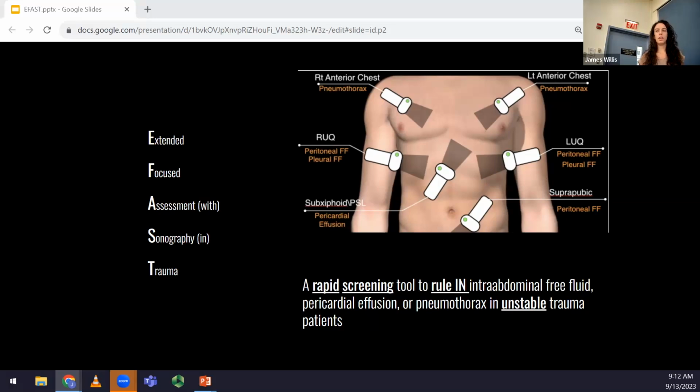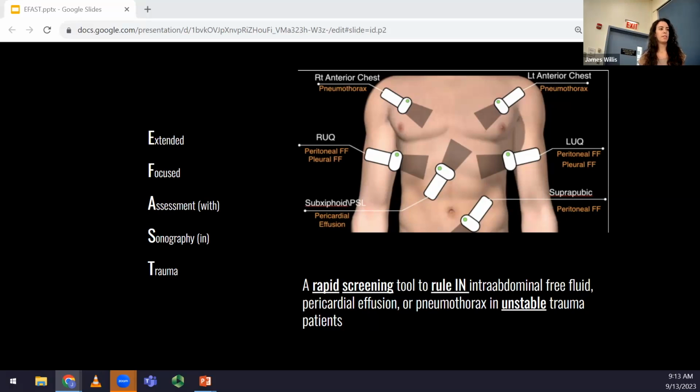You're not using an EFAST exam to rule out severe intra-abdominal injury, meaning that if your EFAST exam is negative, that is not the end of your story there. There is more workup that needs to be done at that time. But the data that we'll go through shows that it is a pretty good screening rule-in test.